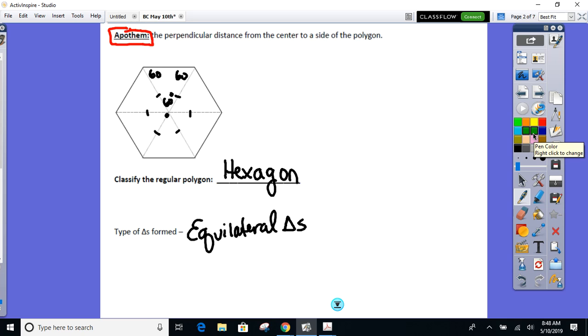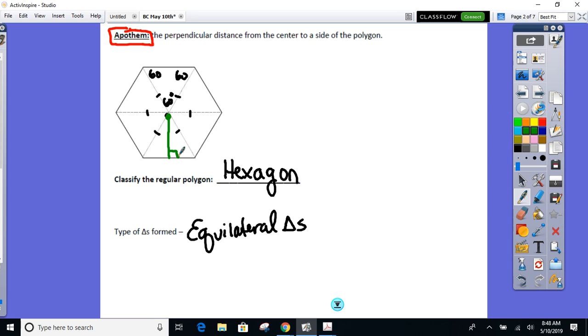Perpendicular distance from the center to one of the sides. So if I start at the center and draw a perpendicular distance down to one of the sides, that is my apothem right there. All right, that is my apothem. Very, very powerful segment. Here's why.